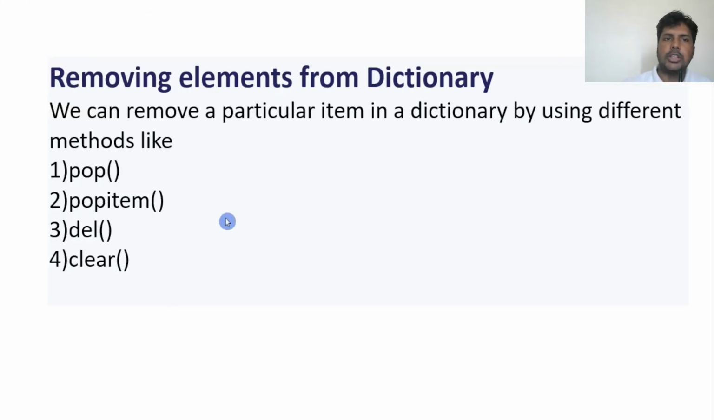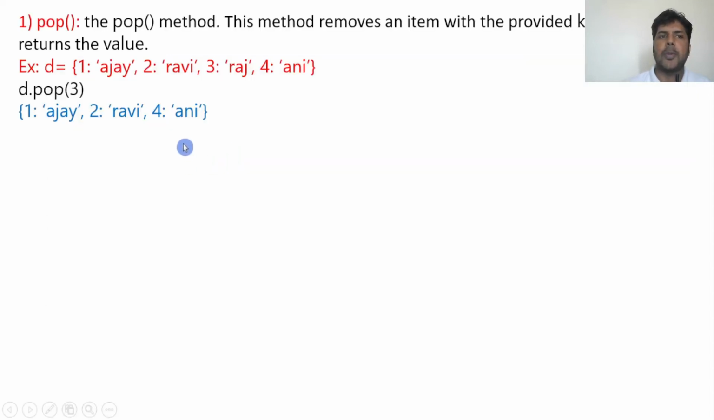Now let us see how to remove elements from the dictionary. There are different methods. There are totally 4 methods to remove elements: pop, popitem, del, and clear. Let us see one by one. First, pop. With the pop method, we just mention the key. For example, I have created 1 is equal to Ajay, 2 Ravi, 3 Raj, 4 Ani. Now I want to remove Raj, that is, the key value is 3.